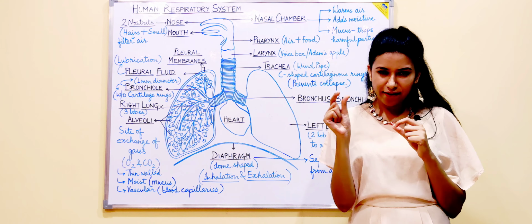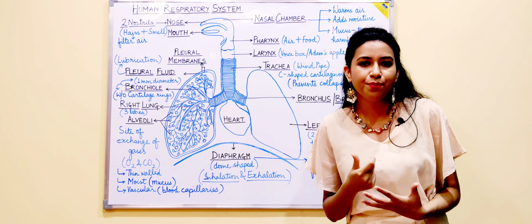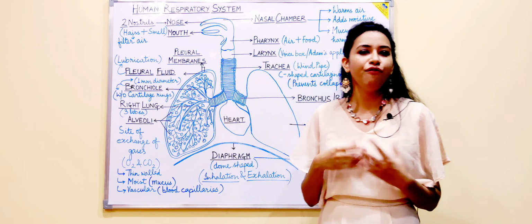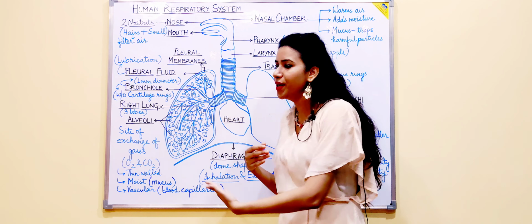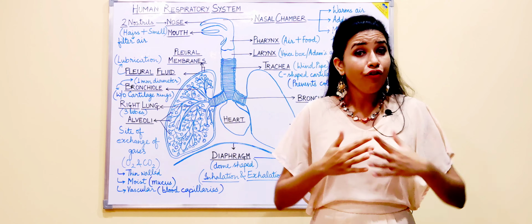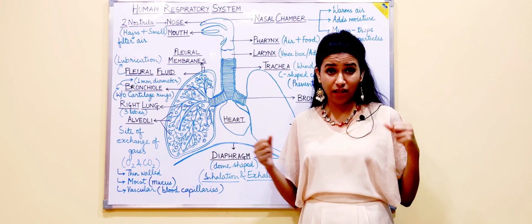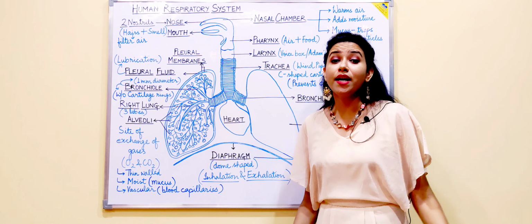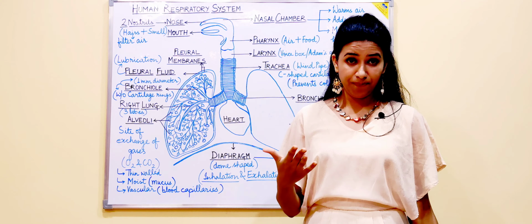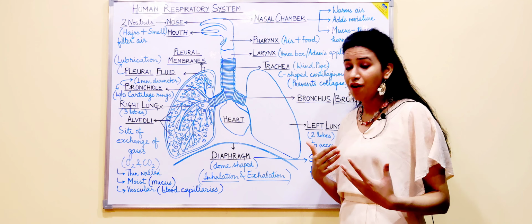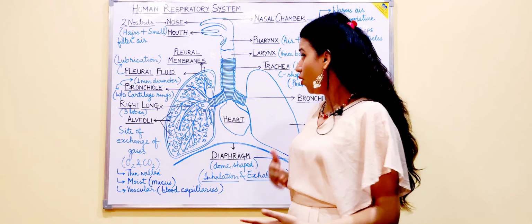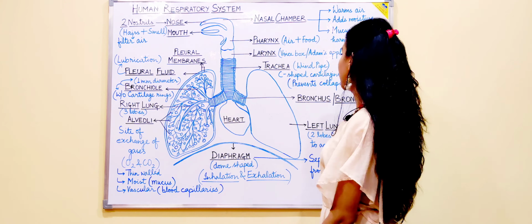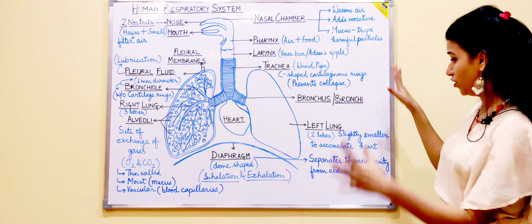Now, inside these two pleural membranes, there is a fluid present, and for the sake of simplicity, it's simply known as pleural fluid. This pleural fluid will provide lubrication for the free movement of the lungs, because the lungs would be contracting and expanding during inhalation and exhalation. So to make that movement easier without any friction, and to add lubrication, that is the job of pleural fluid. So we have discussed almost all the structures.